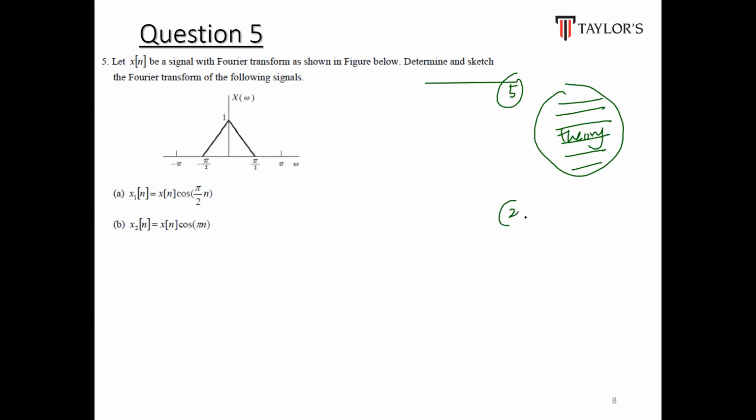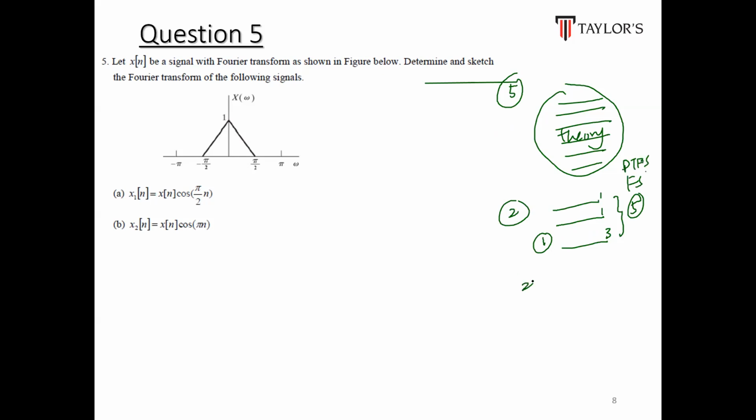Then we have 2 short questions on Fourier series and discrete time Fourier series, and then 1 long question on Fourier series and discrete time Fourier series. If I'm not mistaken, it's something like that. These 2 questions have 1 mark each, and this question is 3 marks. So added together it's 5 marks on Fourier series or discrete time Fourier series.